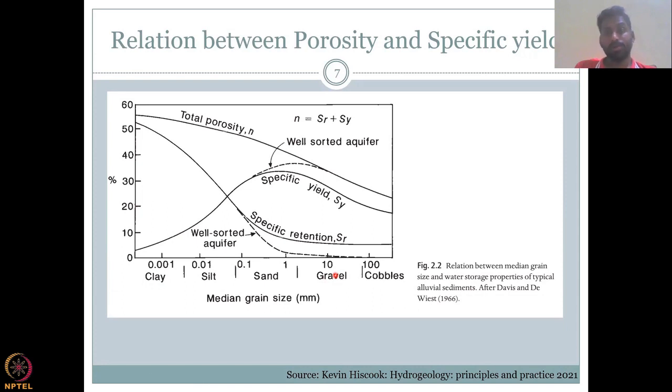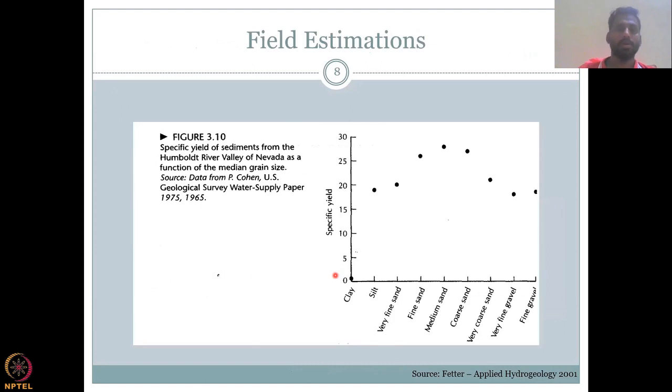Please understand that once the porosity is drained, specific yield is draining the porosity, the remaining space is taken by air. Okay. Quickly, I'll show you a field example taken in the US for different sizes and classes of material, which is given on the x-axis. The grain size, as I showed in the previous, would be very, very small in clay and increases to high values on the x-axis; fine gravel is high.